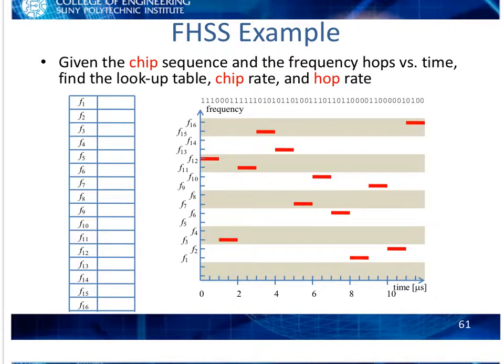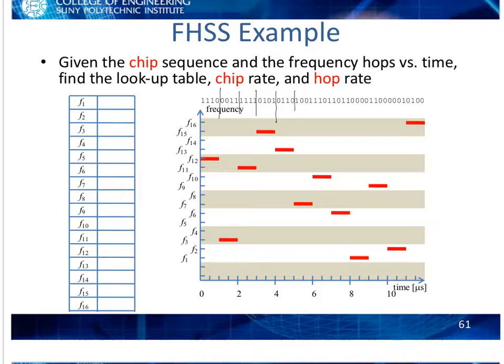In this example problem, I give you the chips and the hop sequence and ask you to fill in the table. Let me fill in this table for you. I'm going to say there are 16 channels, and so it requires 4 chips per hop to determine the next channel. So I'm going to divide these chips up into groups of 4, like this. If I can do it.